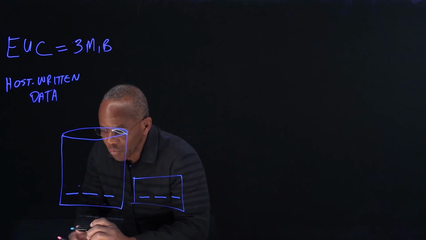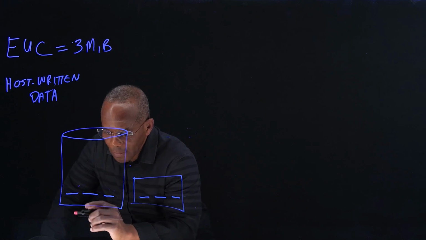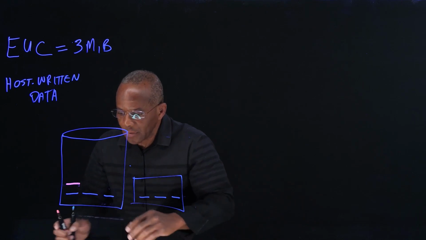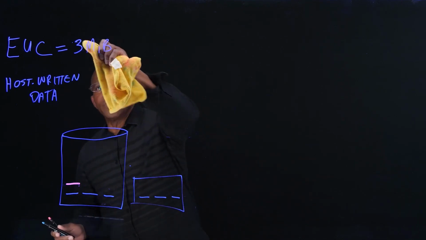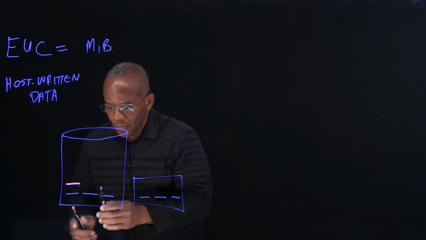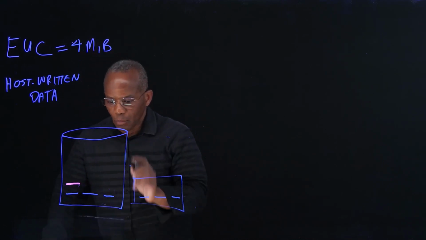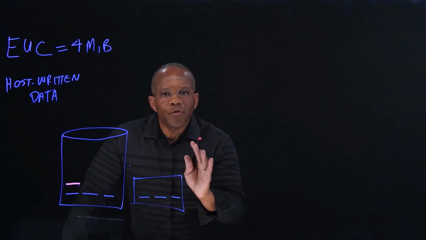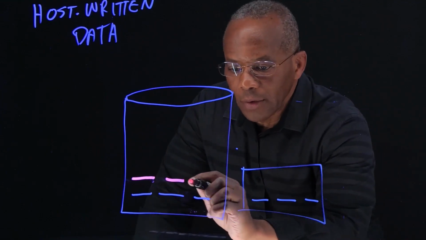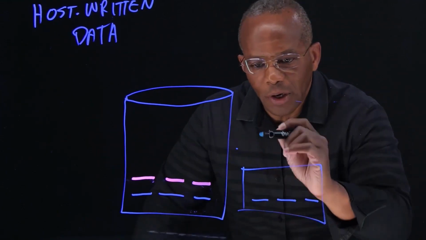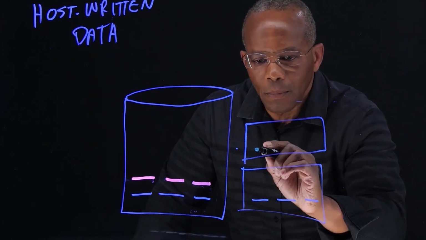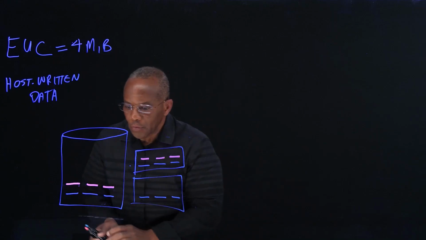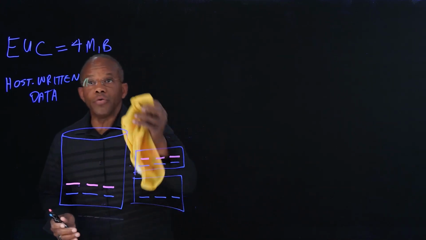But once we start writing new data to the volume, let's say we write a new extent here, then our EUC increases because we're storing additional data on the original volume, and EUC goes from 3 to 4. So now let's write some more data and take another snapshot. So we're going to write 2 more extents and then take a snapshot of this. So now our EUC increases to 6.